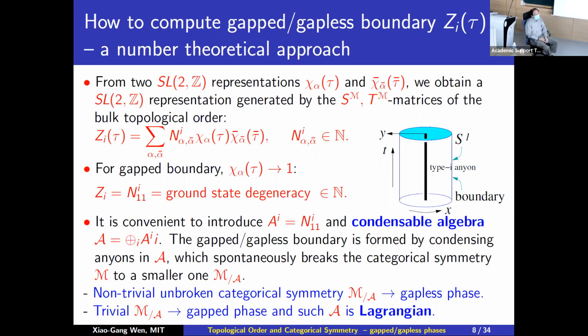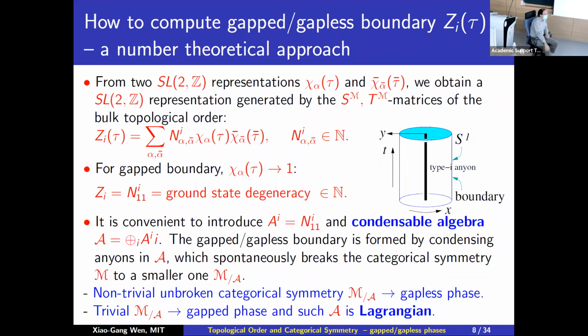I see. But can we calculate this SMTM from something else? Yes, that's the previous slide. When we do the module tensor category, we have this R. We talk about the A, N, ABC, this F symbol, R symbol. From those data, you can compute SMTM. Yeah, indeed, that's a very good question.